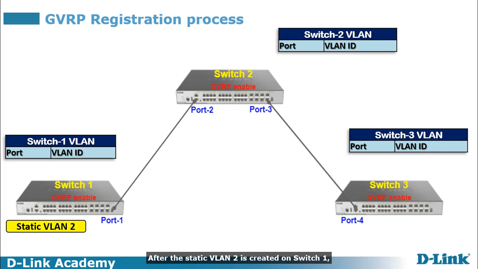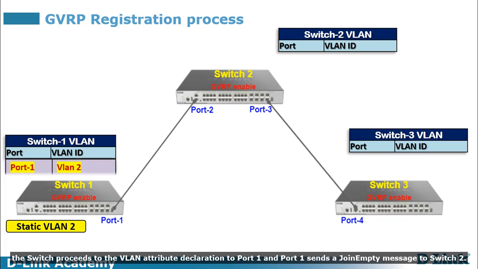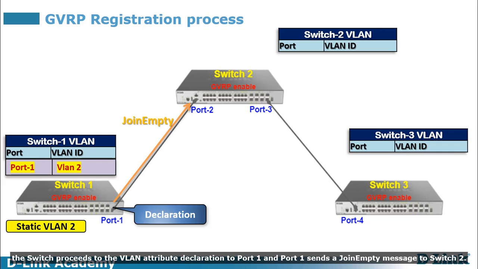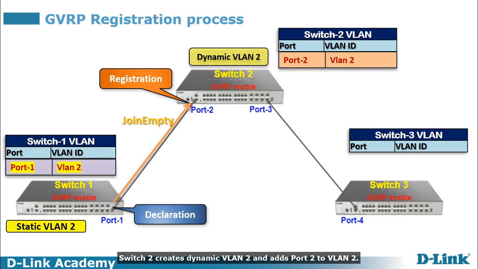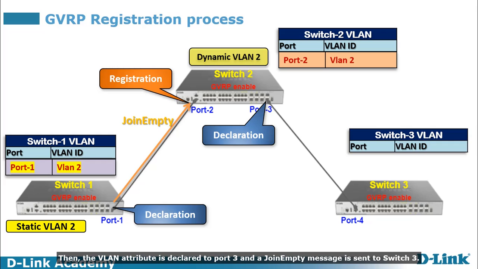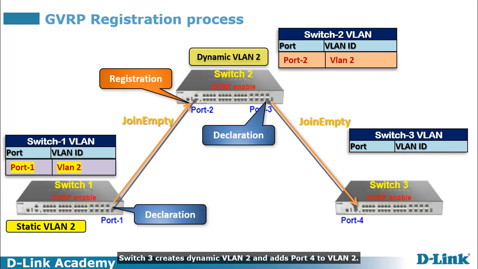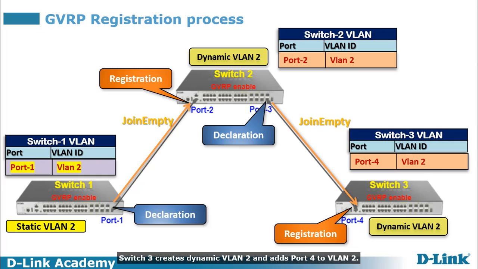After the static VLAN 2 is created on switch 1, the switch proceeds to the VLAN attribute declaration to port 1, and port 1 sends a join empty message to switch 2. After port 2 of switch 2 receives the join empty message, switch 2 creates dynamic VLAN 2 and adds port 2 to VLAN 2. Then, the VLAN attribute is declared to port 3 and a join empty message is sent to switch 3. Switch 3 creates dynamic VLAN 2 and adds port 4 to VLAN 2.